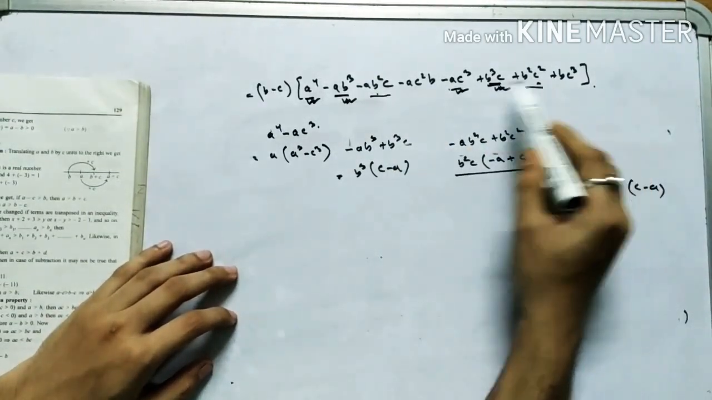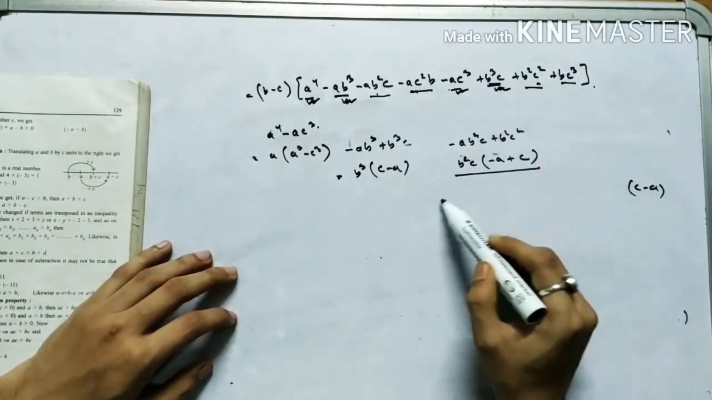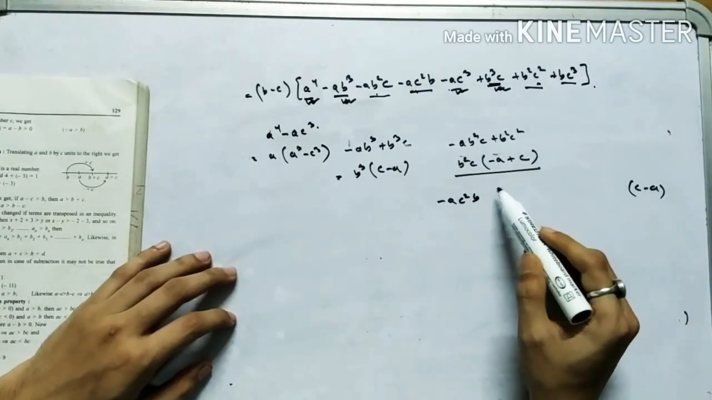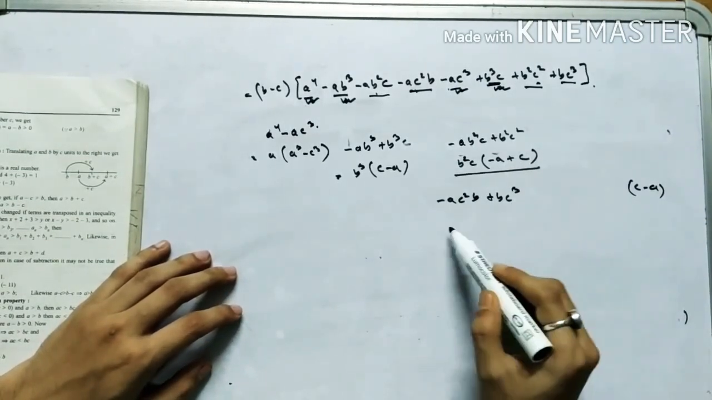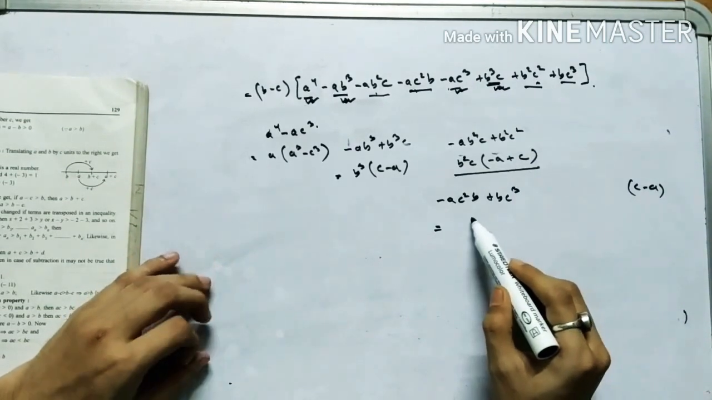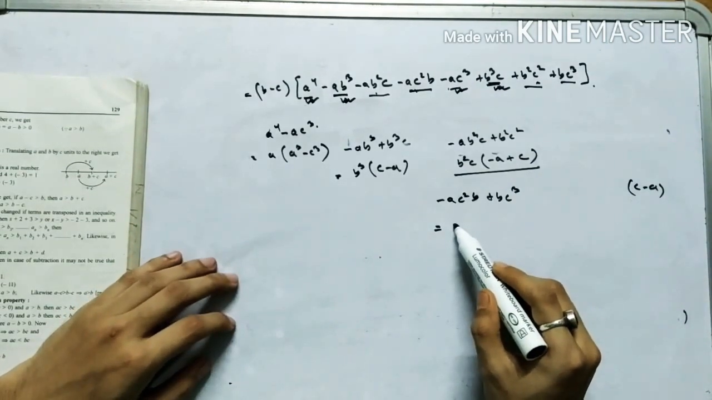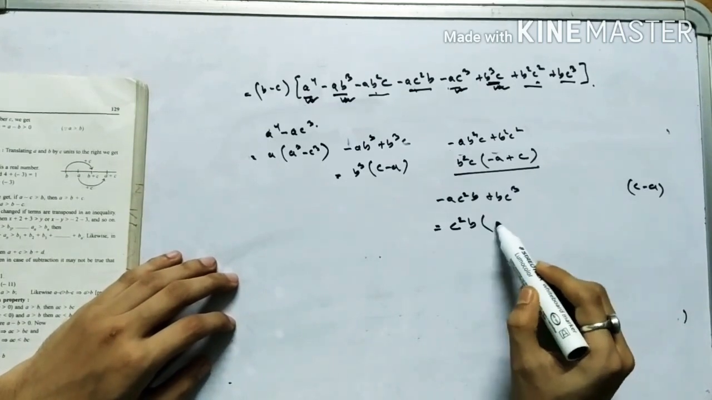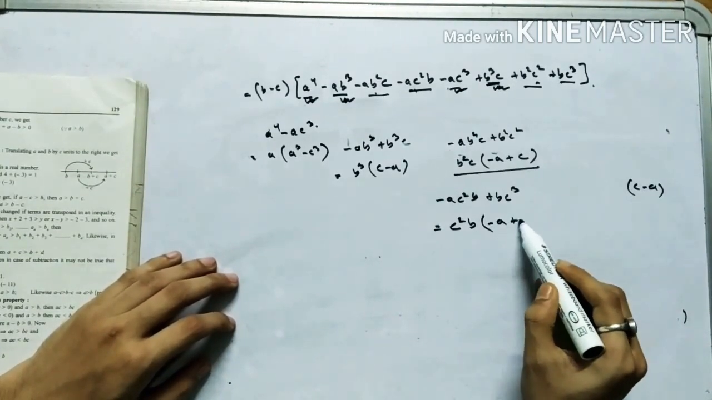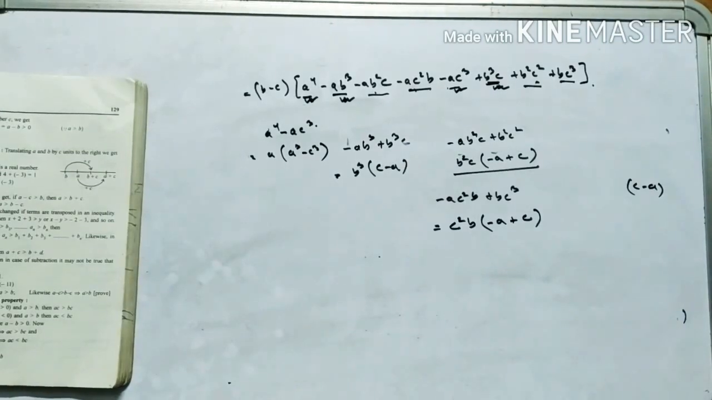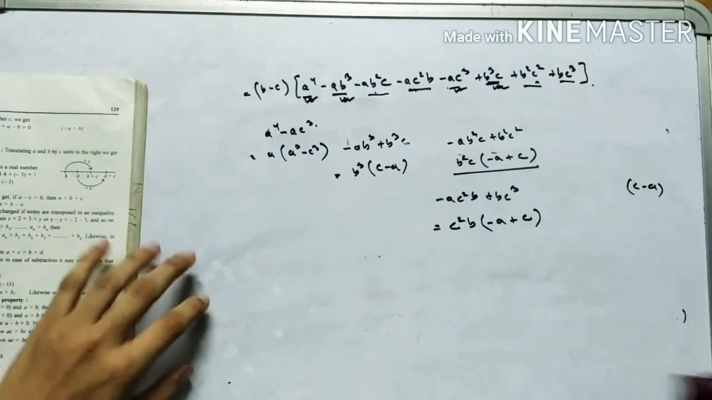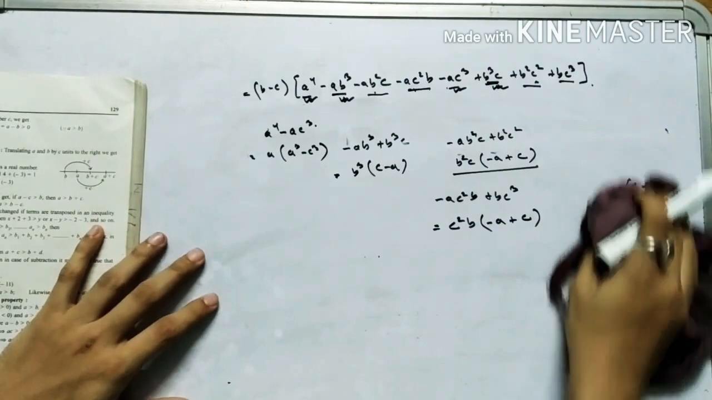This and this, and the last, this and this: minus AC minus A C square B plus B cube. From here I can take out C square B common, so I will get minus A plus C. Okay, from there also I am getting it. So now let's see if this works or not in this way.